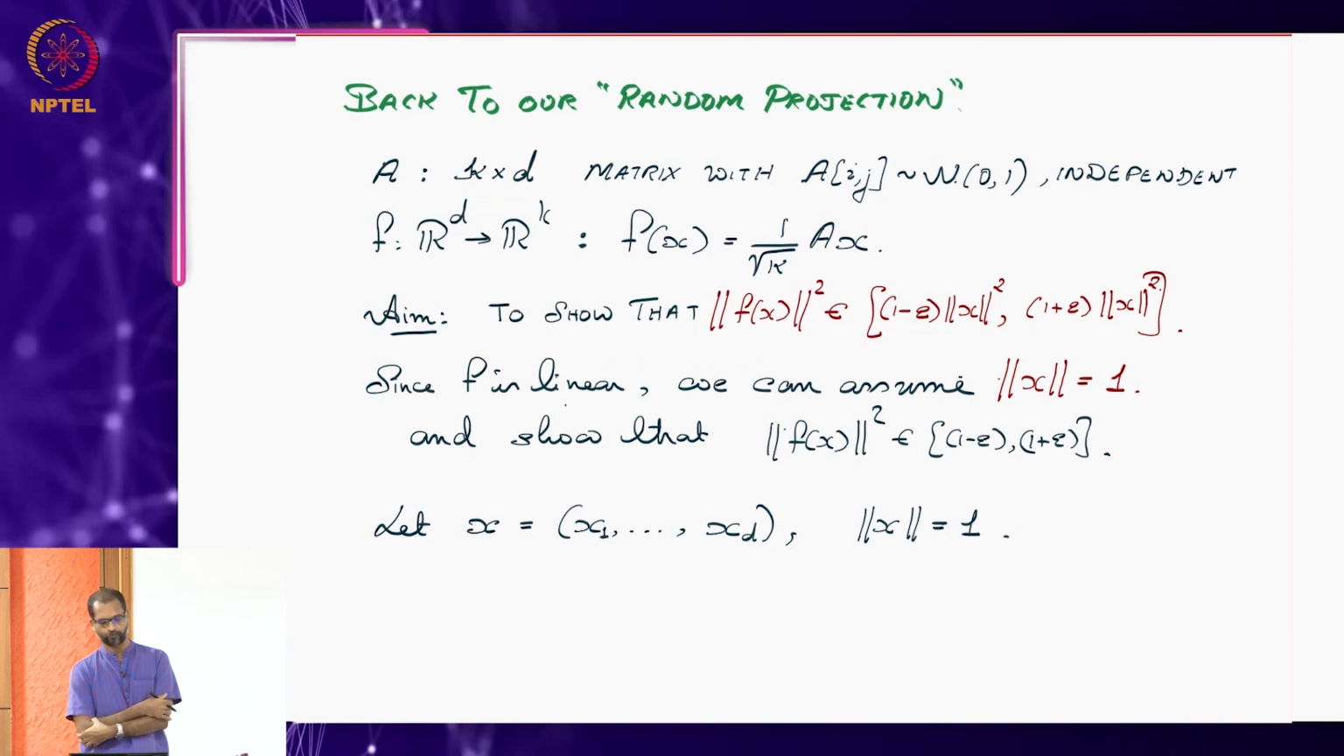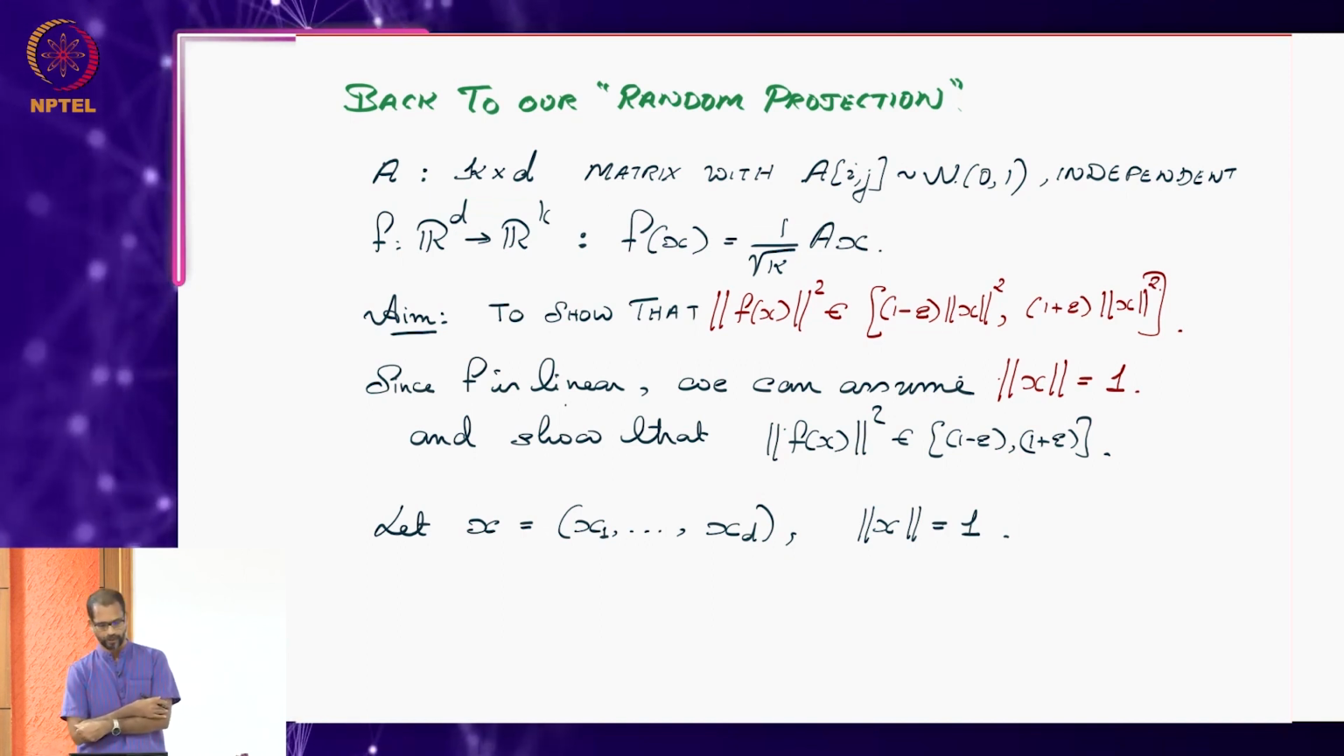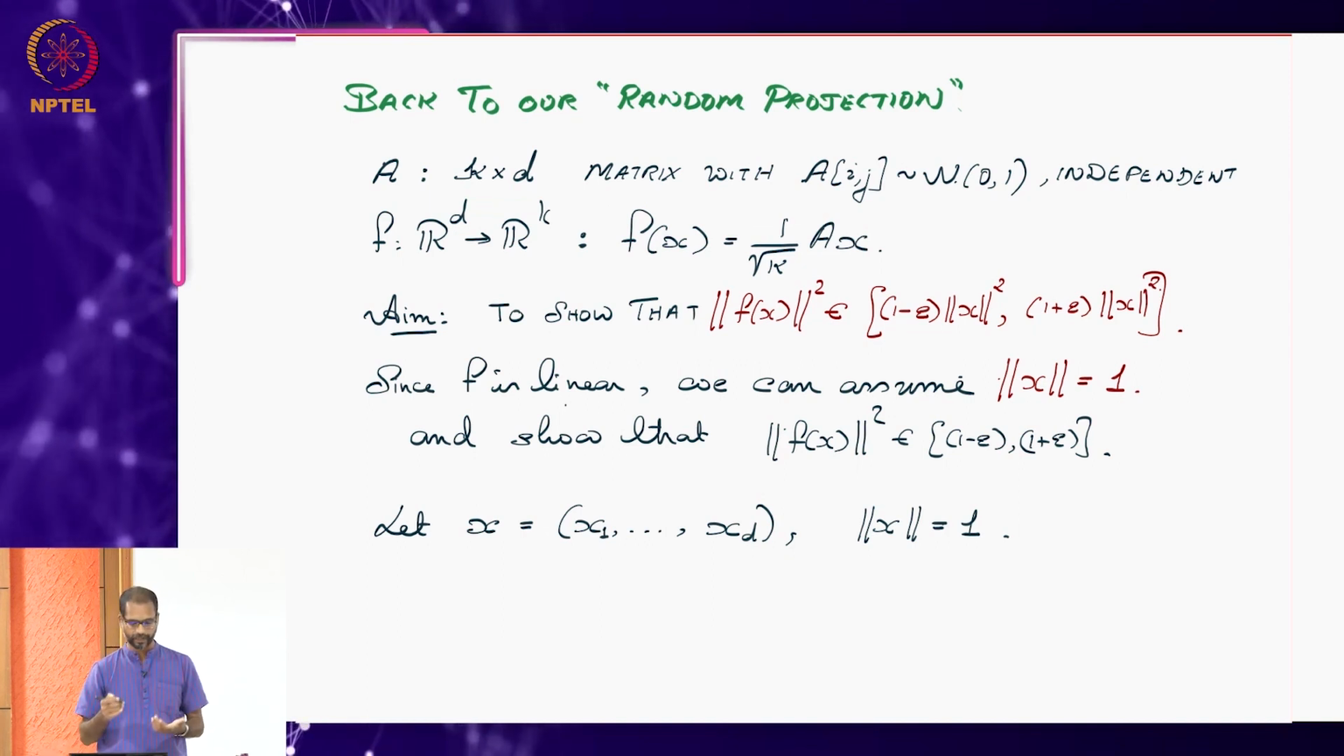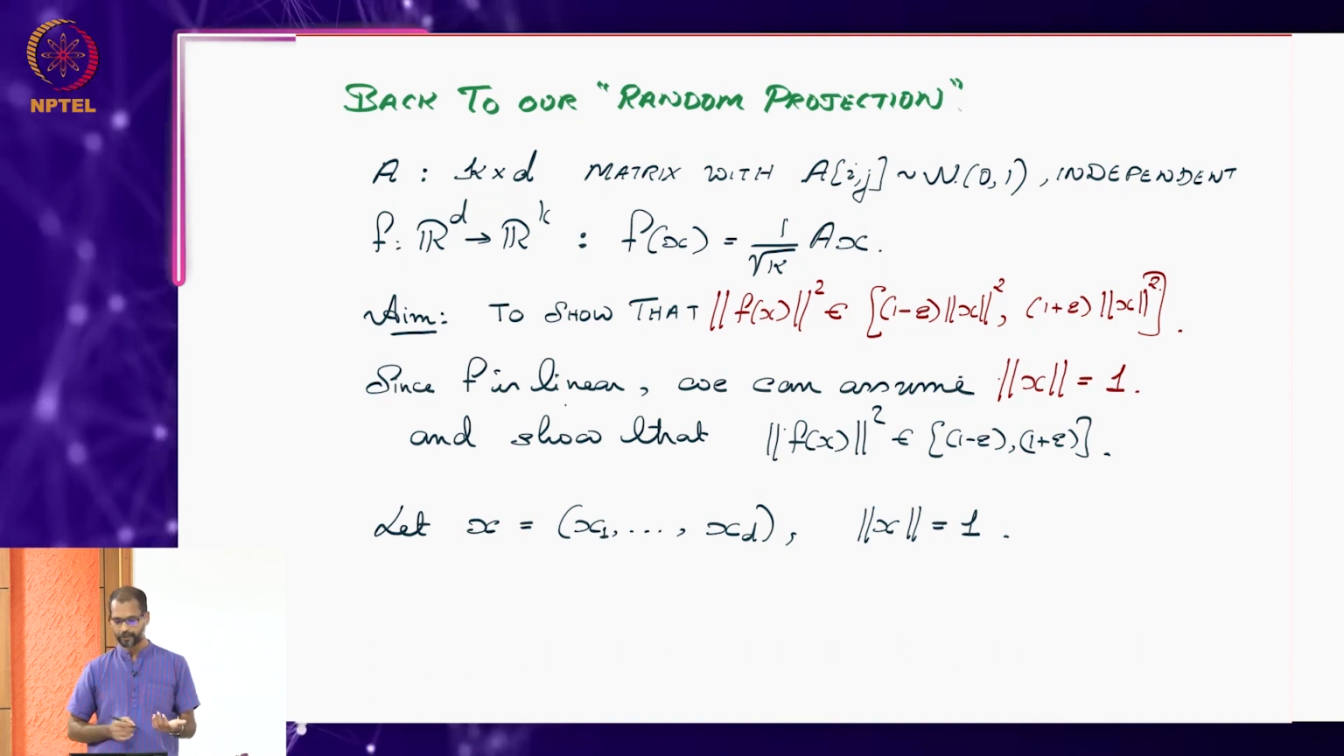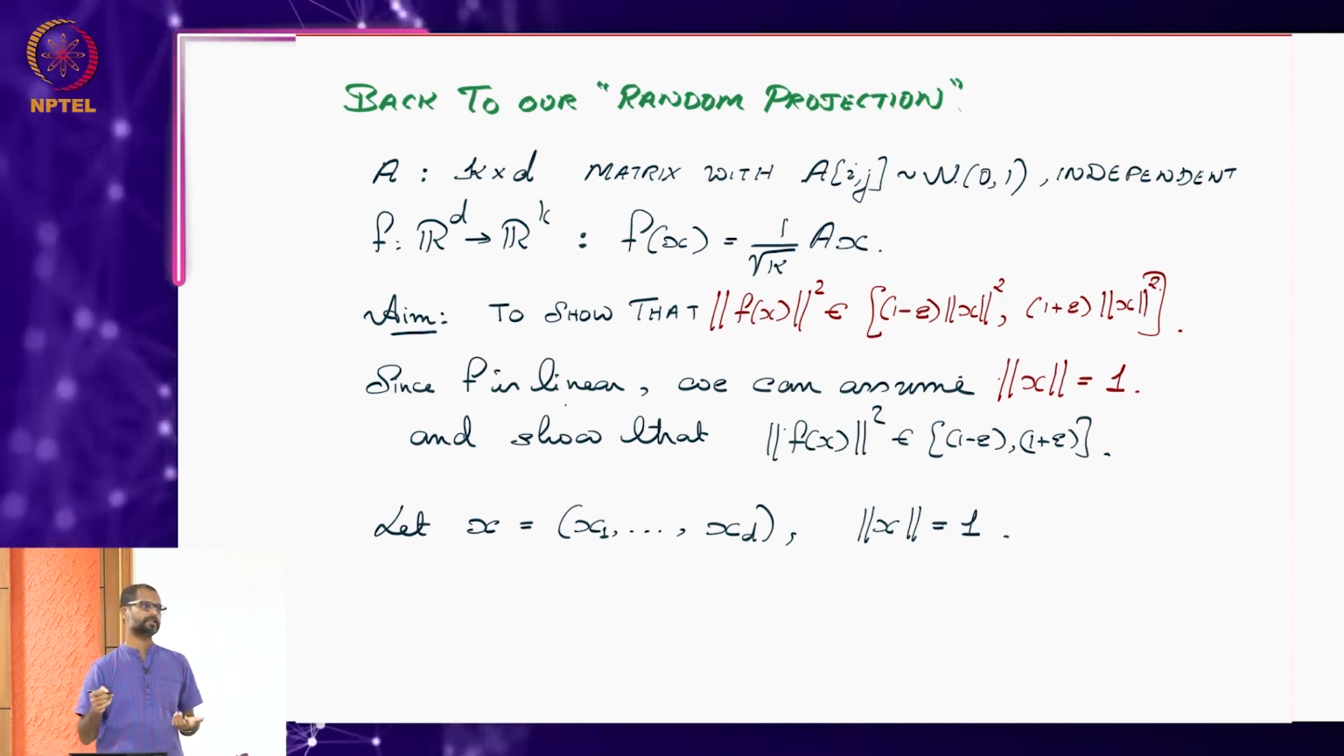Now, we are back to our random projections. So, remember what was our matrix A? It was a k by d matrix with each entry being a standard Gaussian.